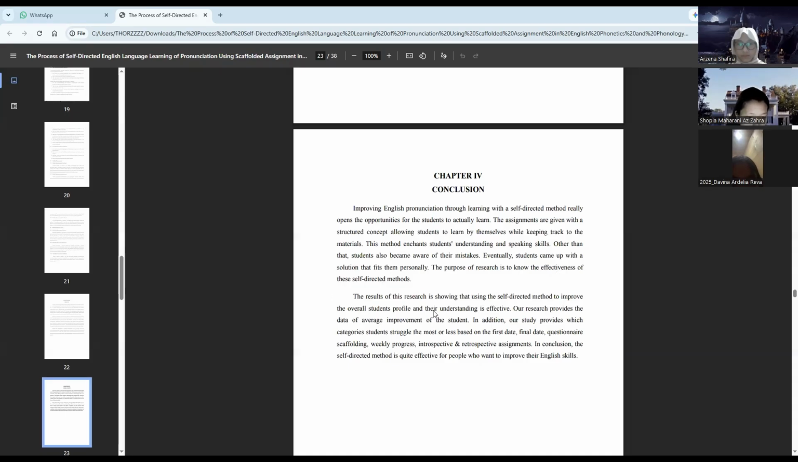The purpose of the research is to know the effectiveness of these self-directed methods. The result of this mini research shows that using the self-directed method improves the overall student profile and their understanding is effective. Our research provides the data of average improvement of the students. In addition, our study shows which categories students struggle with the most or least based on the first day, final day, questionnaires, scaffolding, weekly progress, and introspective and retrospective assignments. In conclusion, the self-directed method is quite effective for people who want to improve their English skills.